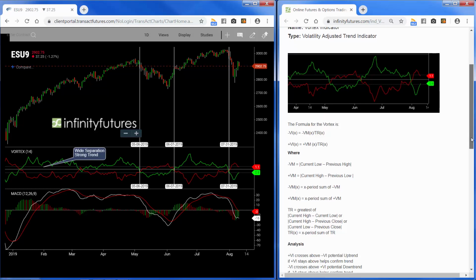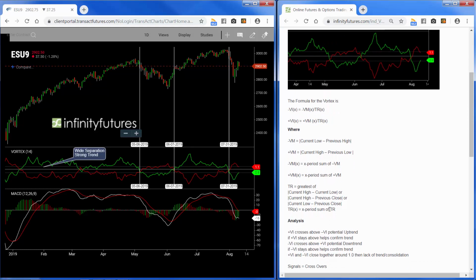The denominator is true range, and true range is simply the greatest of the current high minus the current low, or the current high minus the previous close, or the current low minus the previous close. And again, those are absolute values, so they're all positive. Then you simply sum those up over the 14 periods or 25 periods, however many periods you're working off of, and that's the denominator of the equation to come up with minus VI or plus VI.